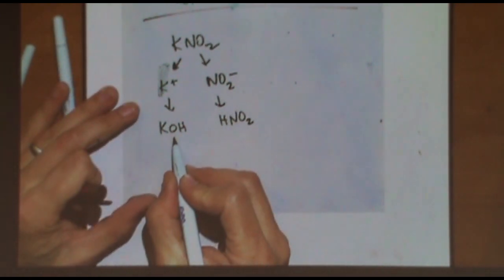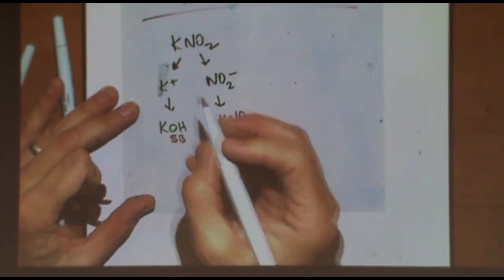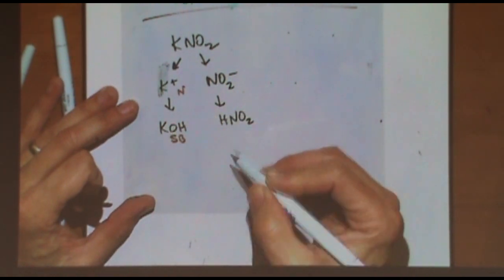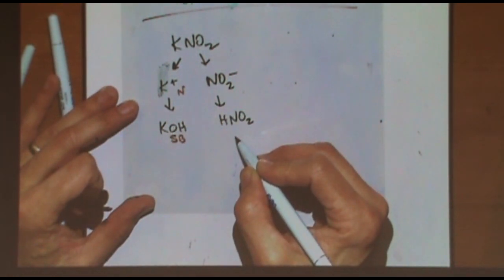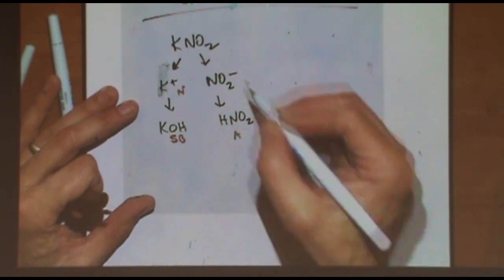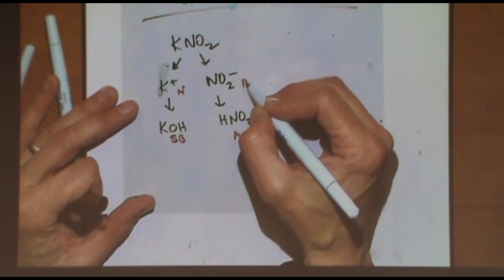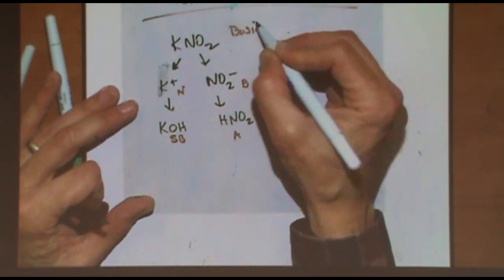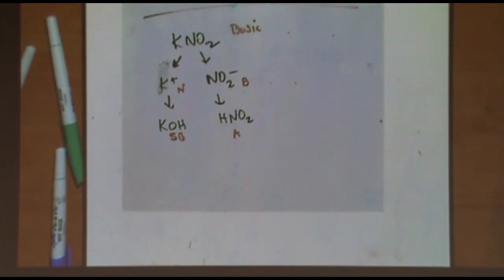K plus is the conjugate of what? A strong base. The conjugate of a strong base is neutral. So I'm partway there. NO2 minus is the conjugate of a normal weak acid, so it is a normal weak base. A neutral plus a base, this is basic. So that means if I wanted its pH, I would need a Kb.